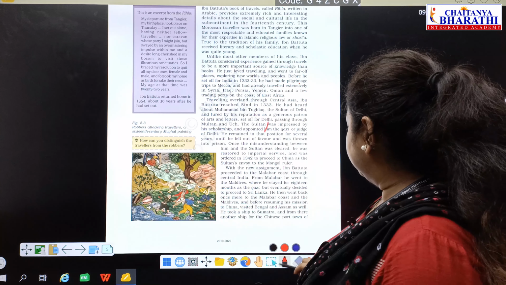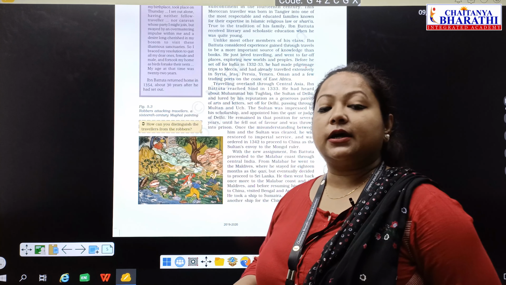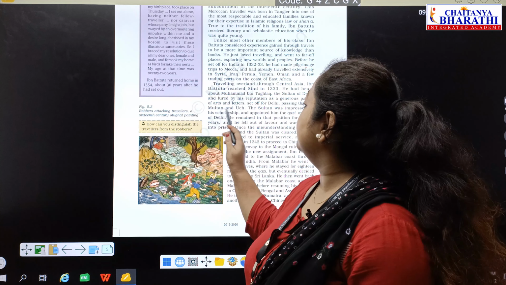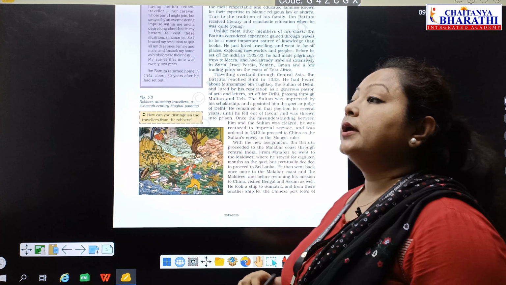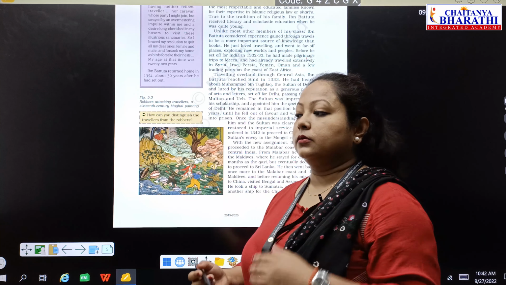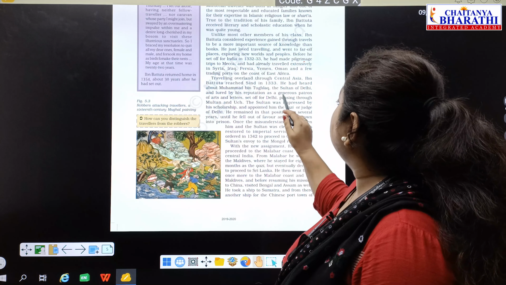He set out for Delhi through Multan and Uch. Then, when Muhammad bin Tughlaq came to know about Ibn Battuta, he was quite impressed by his reputation, by his generous work, arts and letters, and Ibn Battuta was later appointed as the Qazi, or the advisory person, of the Sultan's kingdom.